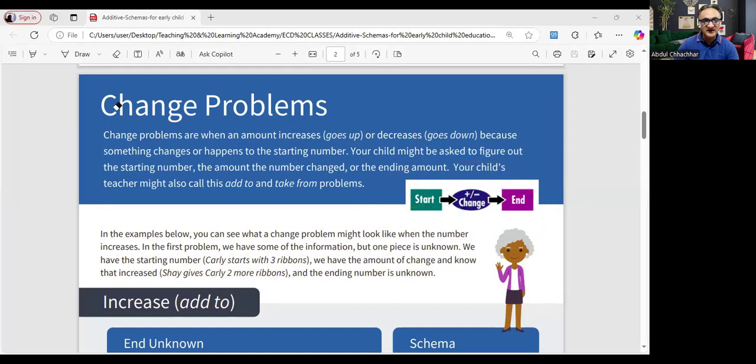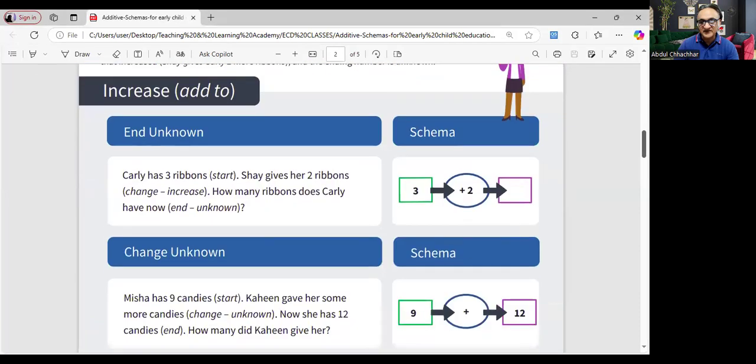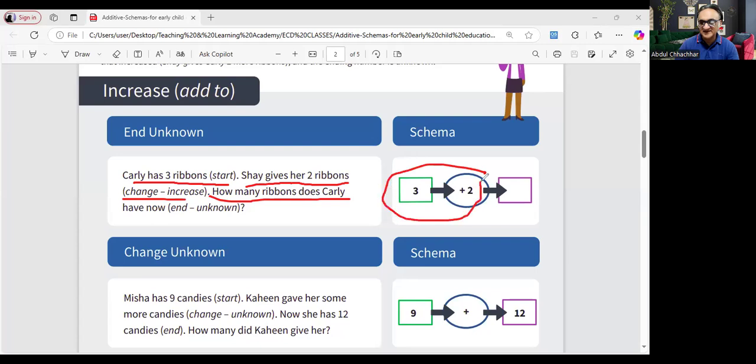Now, the problem that we have just discussed has been taken from this domain. You can see here, Carly has 3 ribbons. That is the start. Now she is given 2 ribbons. The change is an increase, right? How many ribbons does Carly have? The end is 5. What problem is this one? Change problem. I hope this will help you to understand.